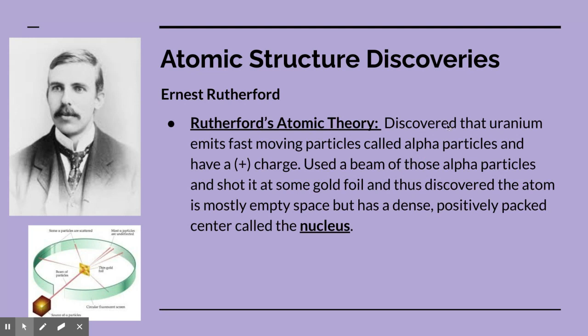So Rutherford had uranium, and he's like, wow, this is really cool. Uranium emits all of these particles. It's decaying, and this is awesome. So he used the alpha particles that were decaying off of the uranium, and he beamed those alpha particles and shot them at gold foil. He had a thin sheet of gold foil, and for the most part, he expected them to just go straight through. That's what he expected.